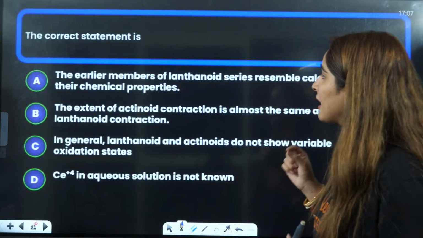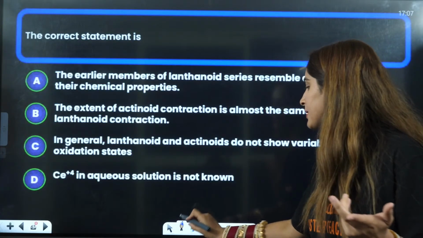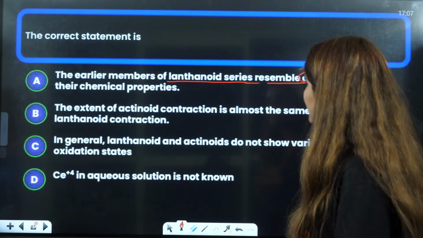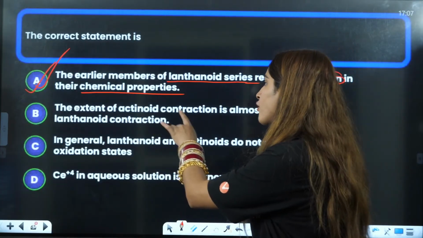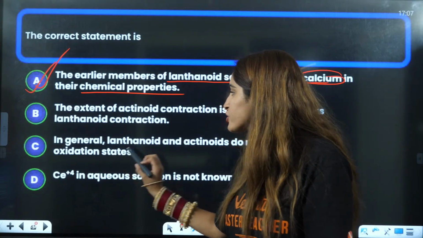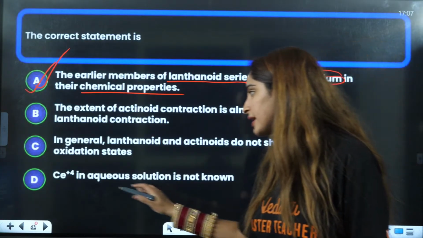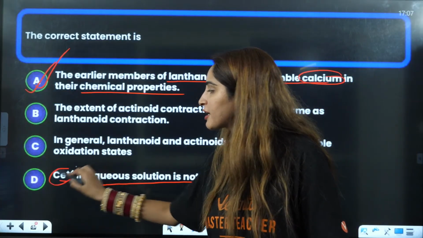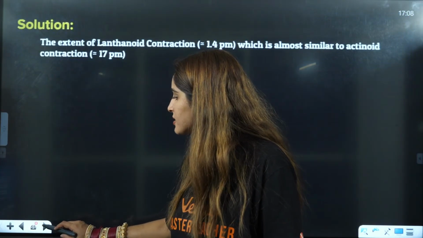Now the correct statement: the earlier members of the lanthanoid series resemble calcium in their chemical properties. I think the first statement is the only correct one. That is definitely the correct statement. The rest: the extent of actinoid is almost similar? No, actinoid is more than lanthanoid. In general, lanthanoid and actinoid do not show variable oxidation states? That is also incorrect, they show variable oxidation states. Ce4+ in aqueous solution is not known? Definitely not, it has a stable electronic configuration. So Ce4+ is definitely known to us, right?